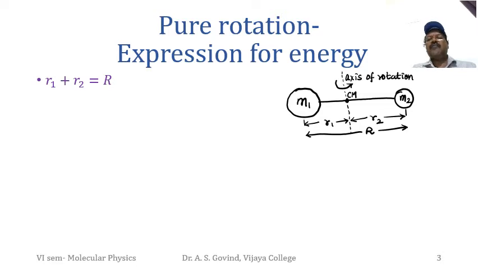Mass m1 of the atom, it is at a distance r1 from the center of mass. M2 is at a distance r2. Total distance between the atoms is capital R. That is also the bond length. And the axis of rotation is perpendicular to the line joining the two atoms. And it goes through the center of mass. That is the description of the diagram. And the total distance r1 plus r2 is equal to capital R is the total distance.